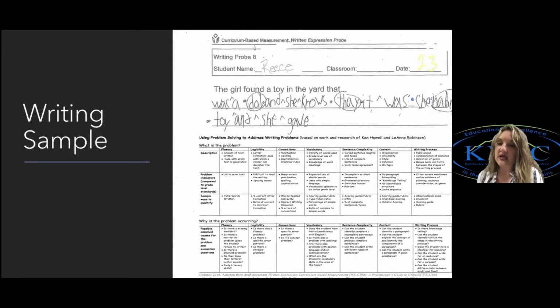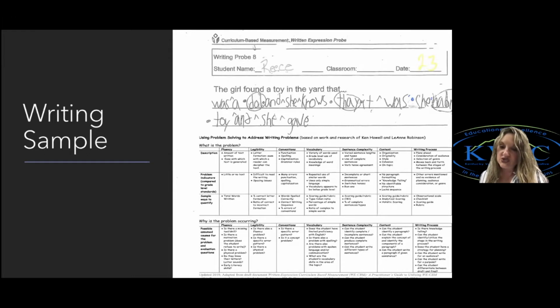So let's say we're going to look at conventions and we wanted to take this writing sample. We could look at words spelled correctly. We talked about that a minute ago, and if we calculated that, we said he had 12 out of 15. So we could compute that, and that would give us 80%. So that would tell us that he got 80% of those words correct.